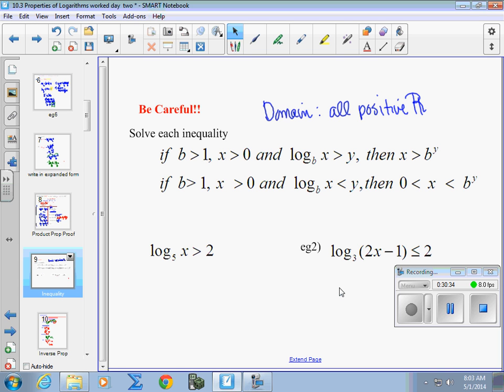Remember that the domain is all positive real numbers. Keep the variable on the same side of the inequality.